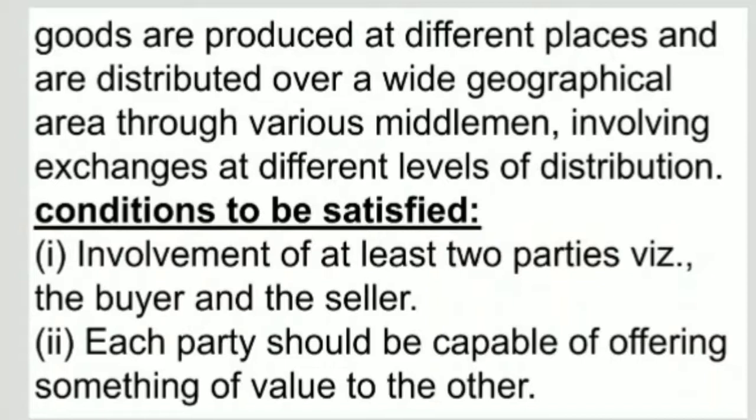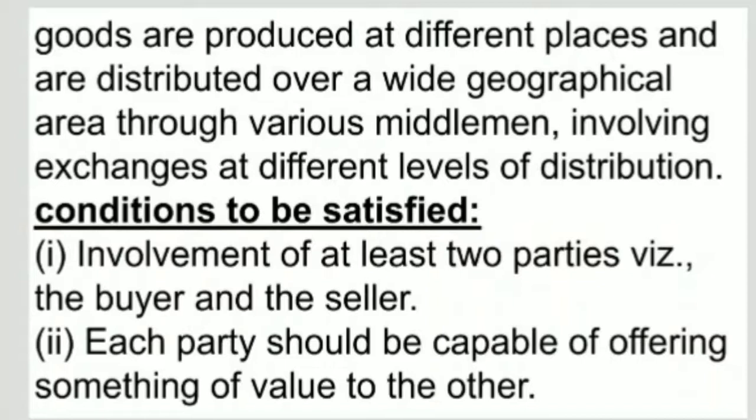First one is involvement of at least two parties, that is the buyer and the seller. Obviously, if I am supposed to exchange something, there should be someone to receive that. Second point is each party should be capable of offering something of value to the other. If I am offering them a product, they should be ready to offer me the money which I am actually demanding.